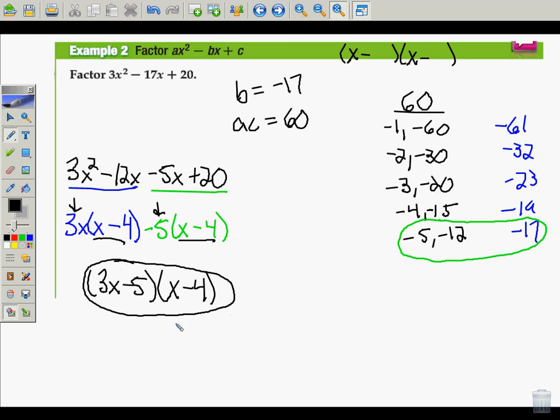Again, similar to what we've done before with finding these factors, except remember, when your coefficient is something other than 1, you've got to find numbers that multiply together to equal a times c, not just c.